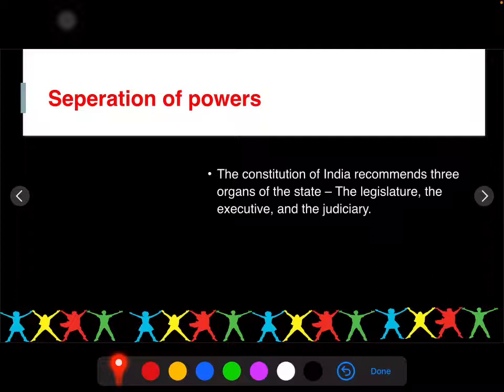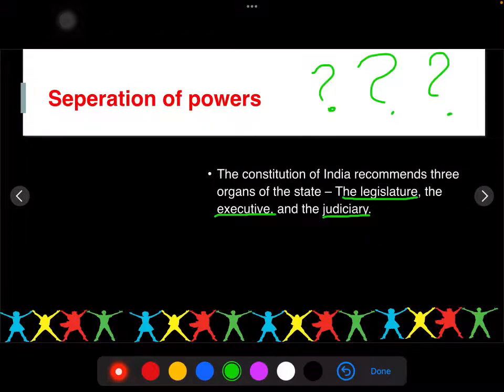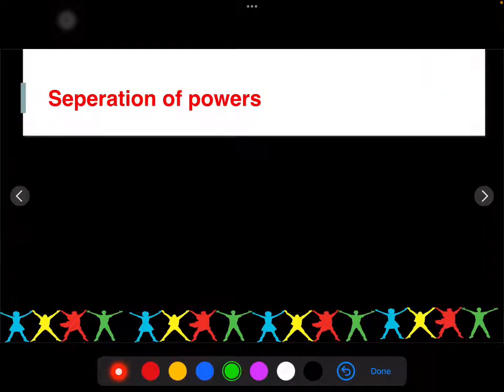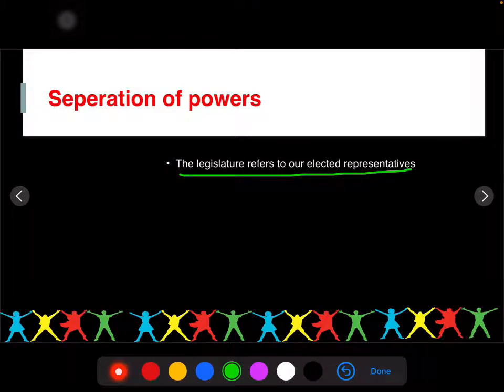The Constitution of India recommends 3 organs of the state: the legislature, the executive, and the judiciary. What is legislature? What is executive? What is judiciary? We will see it now. Legislature refers to our elected representatives, the people whom we elect, the group of people whom we elect.